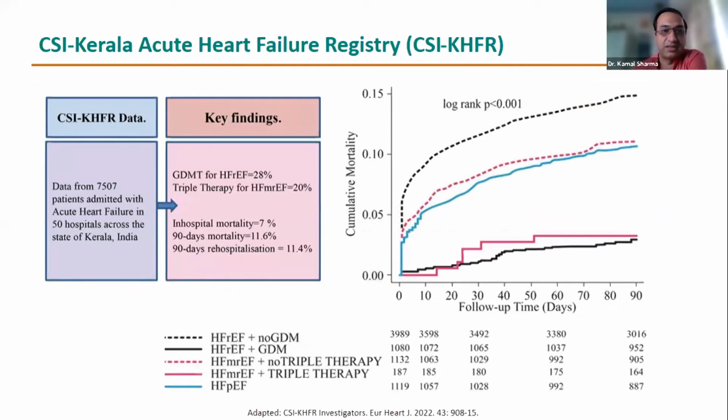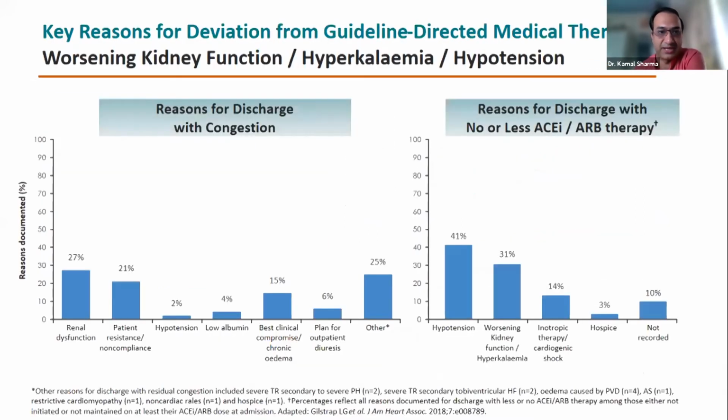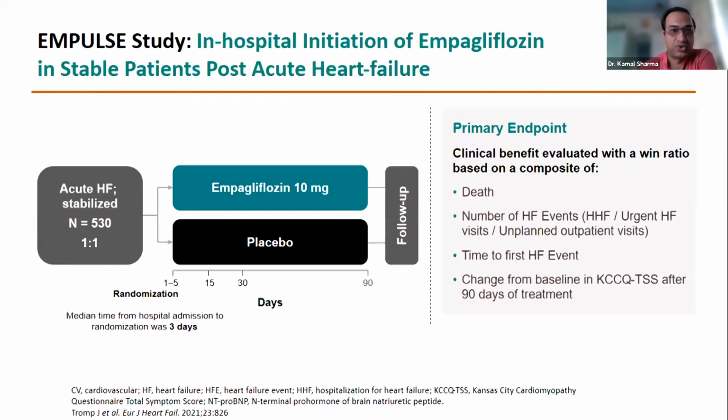We know that even in the Indian data set that we had from the CSI Kerala Heart Failure Acute Registry, patients who were on guideline-directed therapy compared to those who were not, the in-hospital mortality continued to be pretty high, 7% versus 90-day mortality of 11.6%, rehospitalization of 11%. And the reason for deviation was often believed to be the worsening of kidney failure, hyperkalemia, or hypotension.